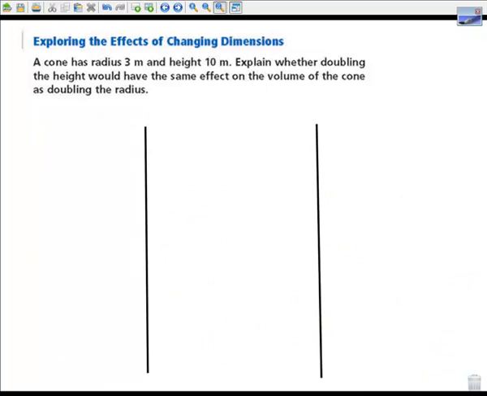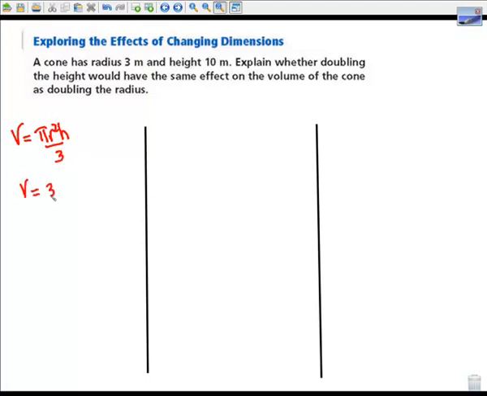Alright, so we're going to explore some effects of changing the dimensions here. It says a cone has a radius of 3 meters and a height of 10 meters. Explain whether doubling the height would have the same effect on the volume of the cone as doubling the radius. So first we're going to figure out the actual volume of the cone. So again, pi r squared times height divided by 3.